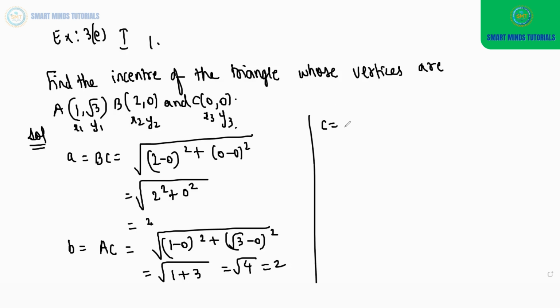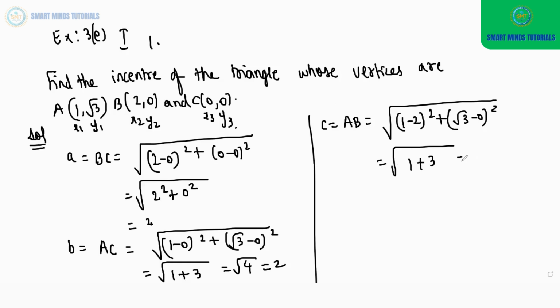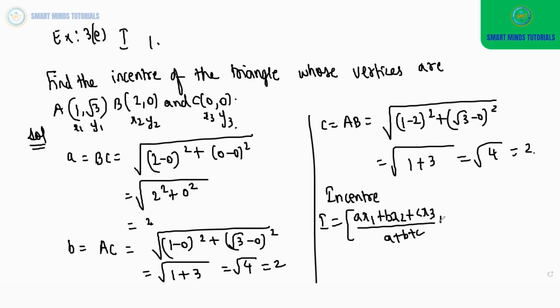Now we find small c, that is AB. Again the distance formula: root over (1 minus 2) whole square plus (root 3 minus 0) whole square. So that is root over 1 plus 3, which is again root 4, that is 2. Now to find out the incenter, we have a formula. I is equal to (a x1 plus b x2 plus c x3) by (a plus b plus c), comma (a y1 plus b y2 plus c y3) by (a plus b plus c).